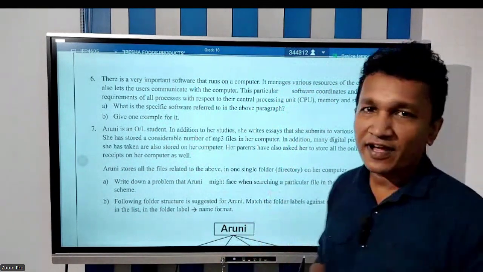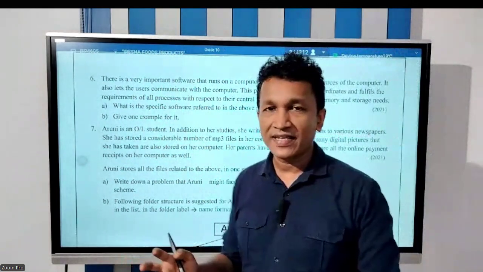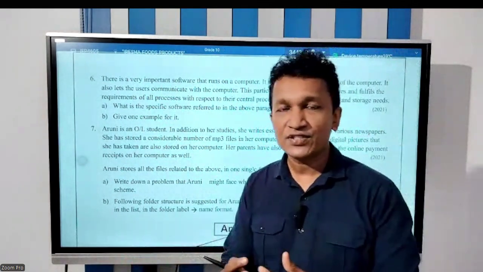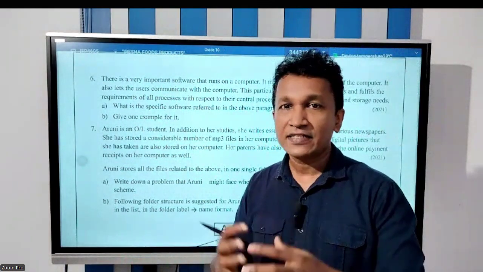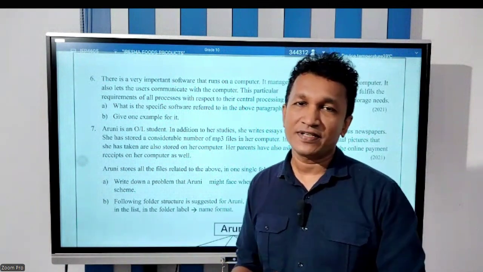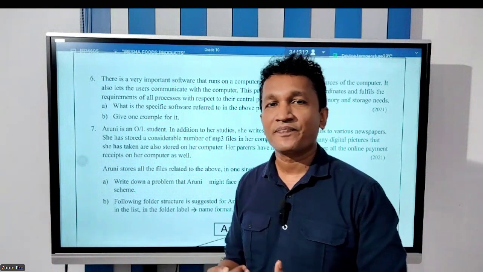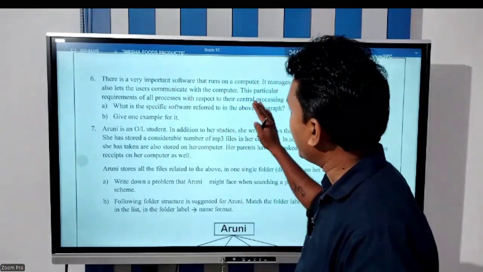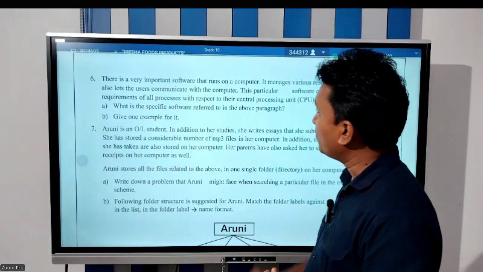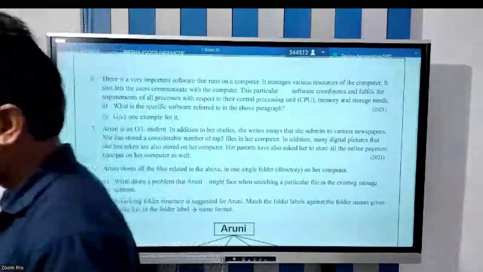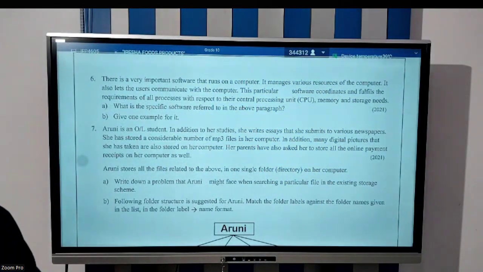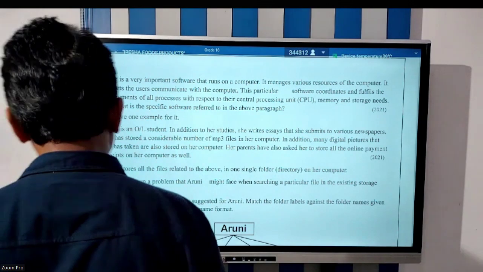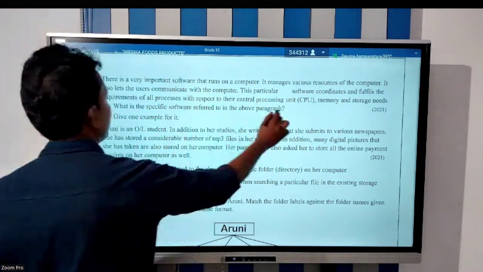What is this software? It should be operating system. Why? It manages all the resources of the computer and it lets us communicate with the computer. It has the user, right? So that software is operating system. Right? So the answer is operating system.